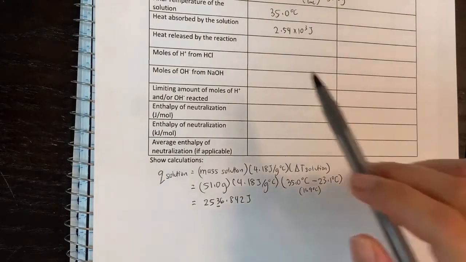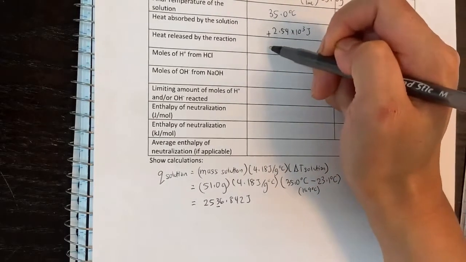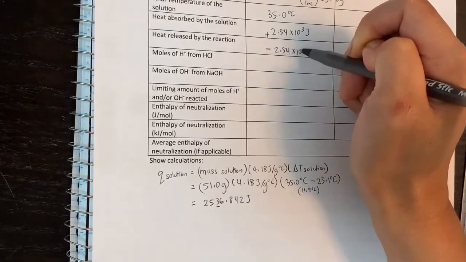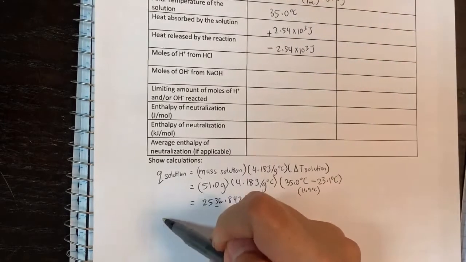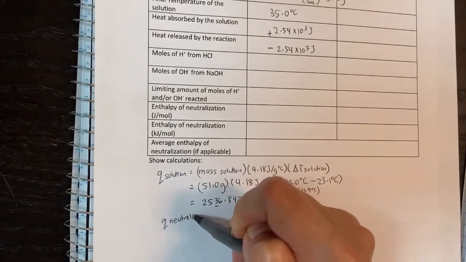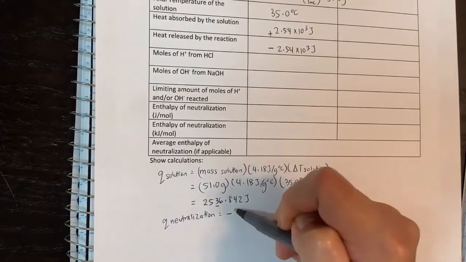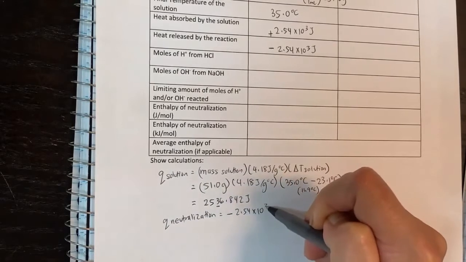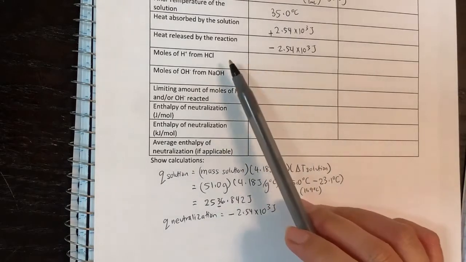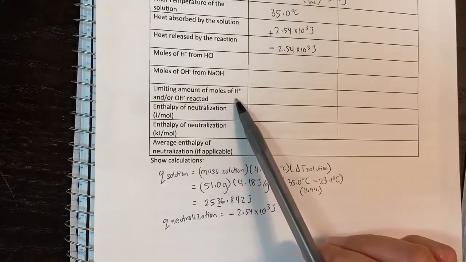Now, because this is positive, the reaction is going to be negative by the same exact number. Okay, so Q of neutralization, which is the reaction, is negative 2.54 times 10 to the power 3 joules. Okay, now the next thing they want you to do is to look for the moles of HCl and NaOH. The reason why is you need to find the limiting reagent here.